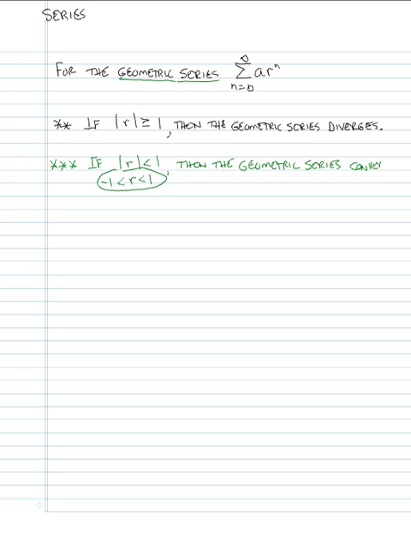And furthermore, what's really important here, furthermore, it converges to something that we can calculate. And what is that? That is the sum from n equals 0 to infinity of A times R to the n power is equal to A divided by 1 minus R. That's what we just saw on the previous page, because that's the limit of the nth partial sums.